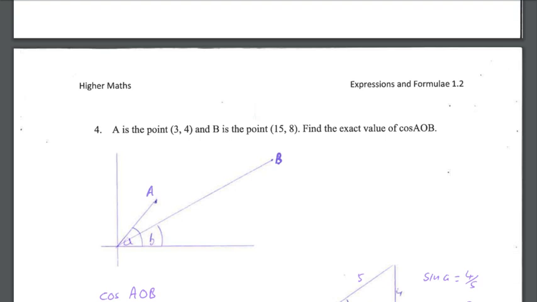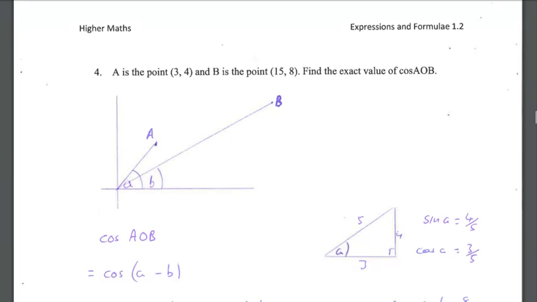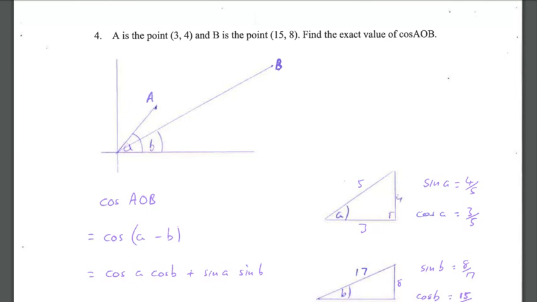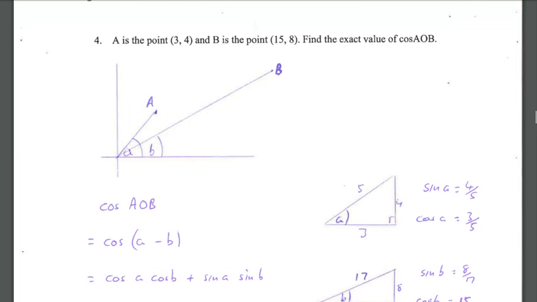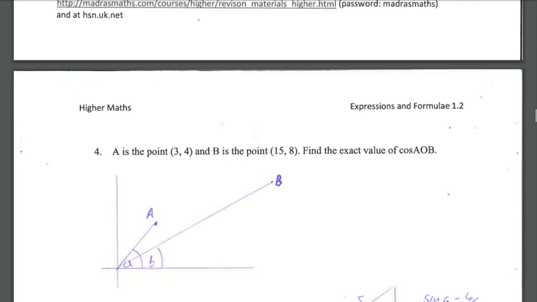Hi guys, Higher Maths, trigonometric expressions, lesson 3, looking at addition formulae. So another exam question here. A is the point (3, 4), B is the point (15, 8). Find the exact value of the cosine of angle AOB.